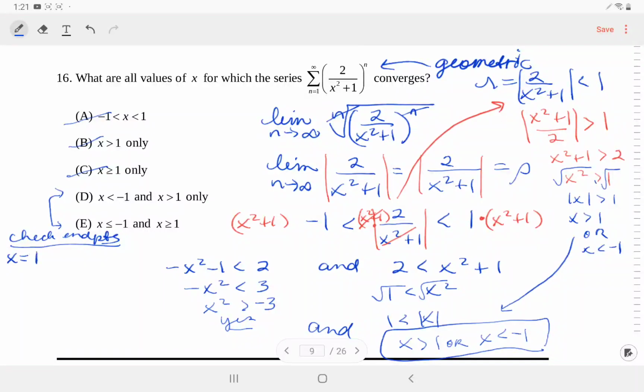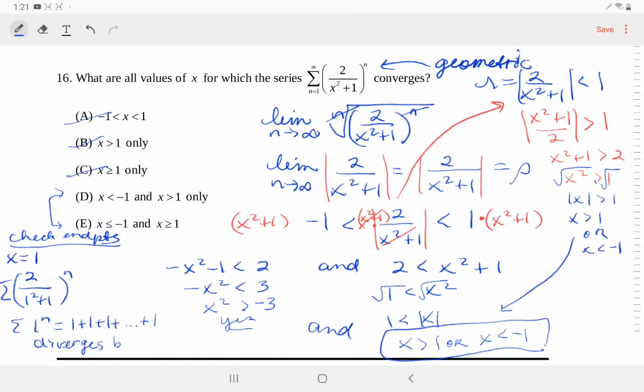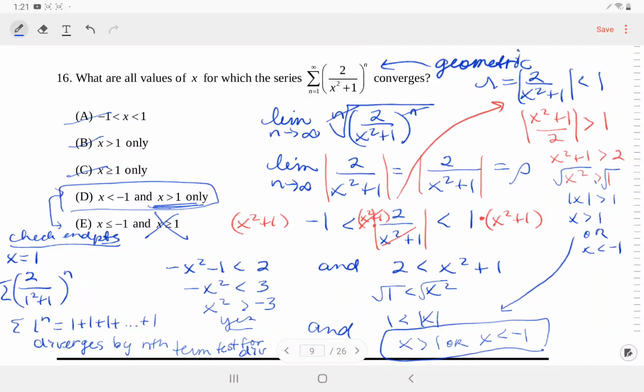So x equals 1. That would be the summation of 2 over 1 squared plus 1, to the n. So that's 1 to the n, which is 1 plus 1 plus 1 plus 1. So that diverges by the nth term test for divergence. So then it's not 1, so it's not this one. So it must be D. But if I'm taking a free response test, I would have to check the other endpoint.